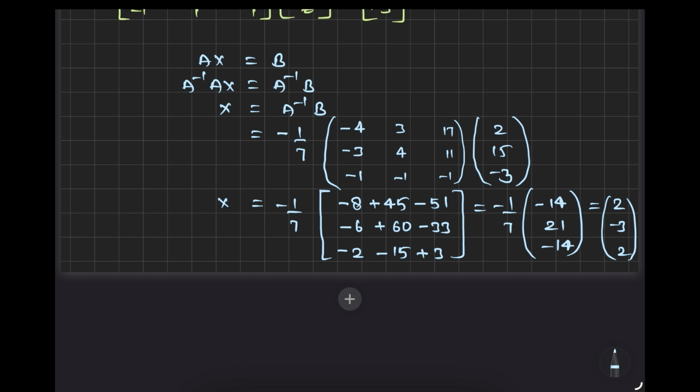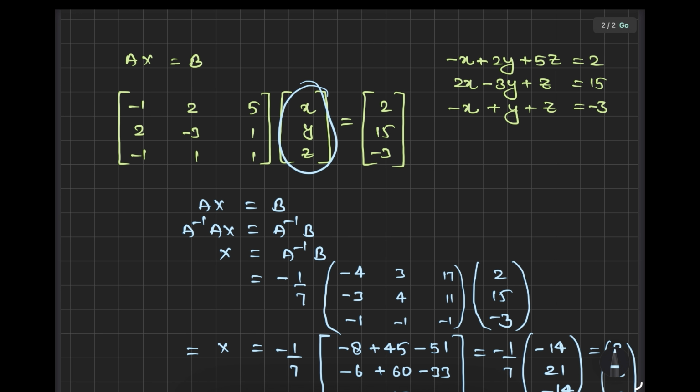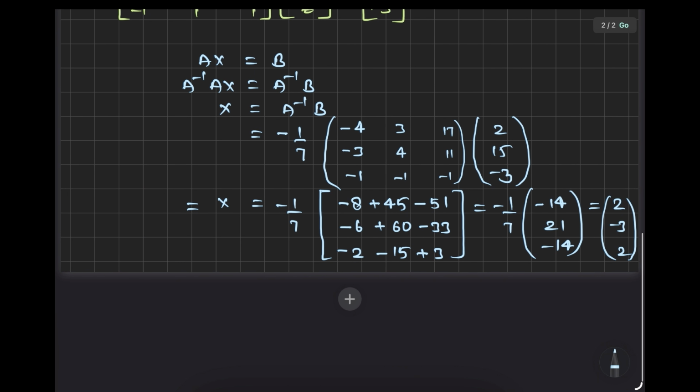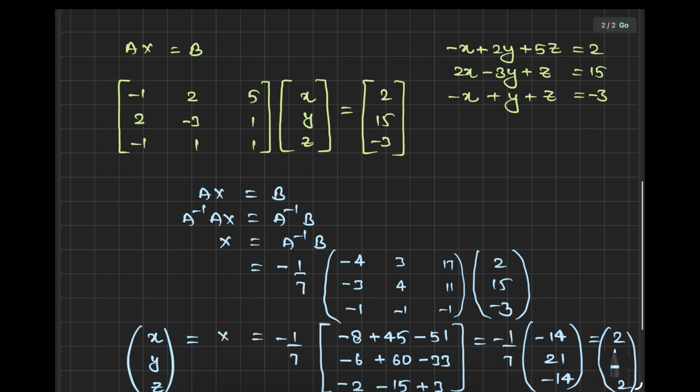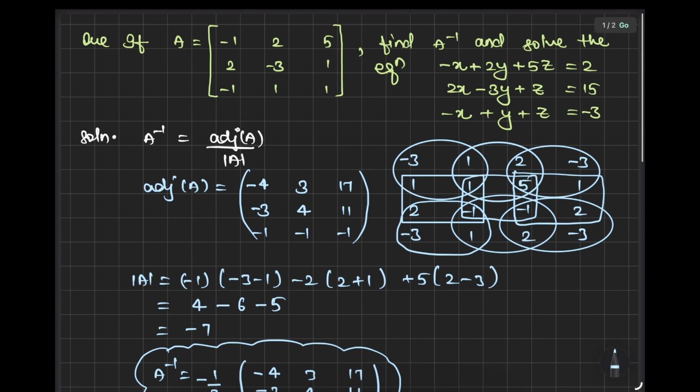So this is your X, and you know that X was the variable matrix. Who is this X? X is x, y, and z. So can I say that the value of x is 2, the value of y is minus 3, and the value of z is 2. So this way you will solve a linear equation in three variables. I hope the idea is clear and you can handle similar situations.